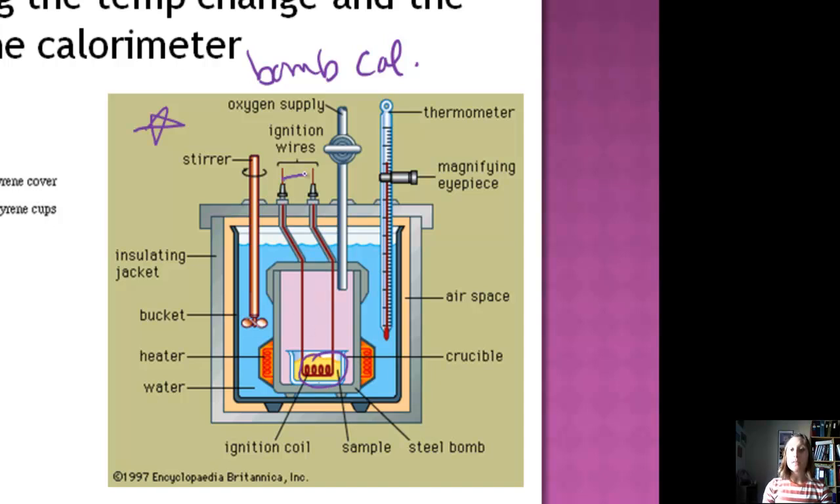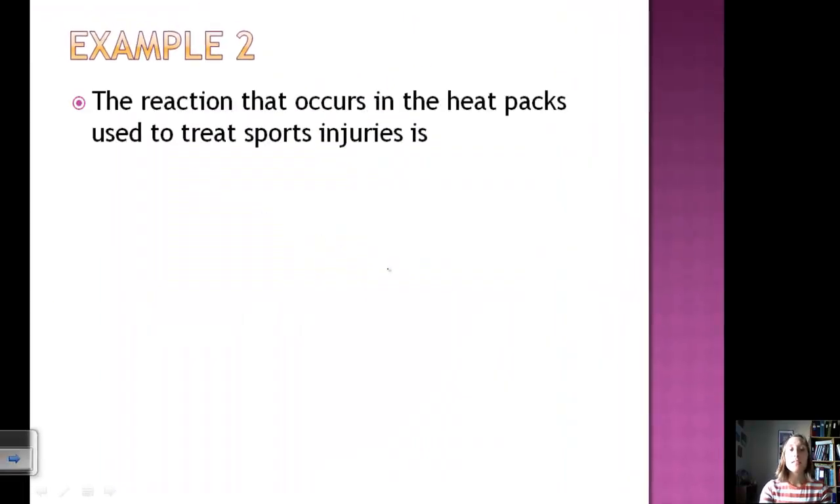You've got your substance. You've got an ignition coil to light it and burn it. And then up here, this is where you would try to light it, because everything is contained. You can't really get in there. And then we've also got a stirrer. So although they are the same in principle, this one is much fancier. Fortunately, we won't be using one of those fancy ones. Okay, let's look at another example.